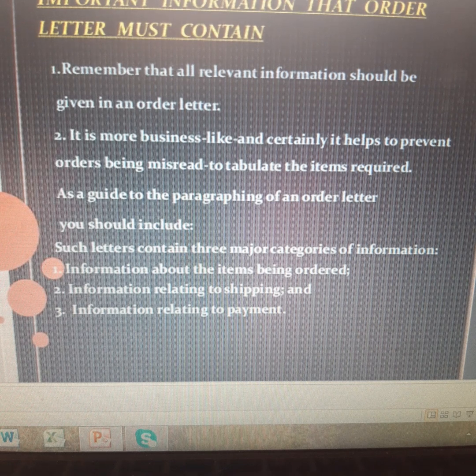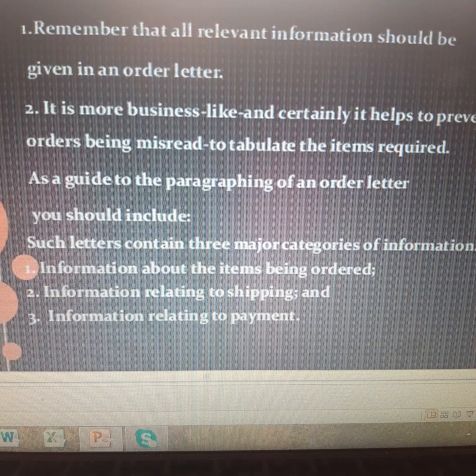The moment the seller will read the subject and he will look at the tabular arrangement of the items, he will understand what the buyer needs. Such letters contain 3 major categories of information. Please pay attention, very, very important. Information about the items. Okay, so this is very, very important. I will just zoom it for you a little.